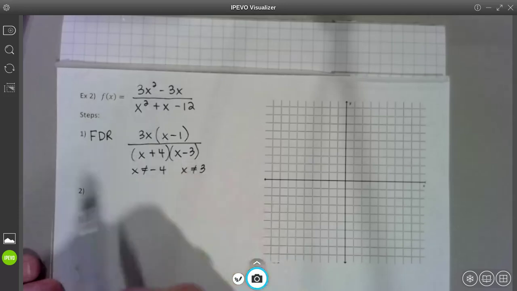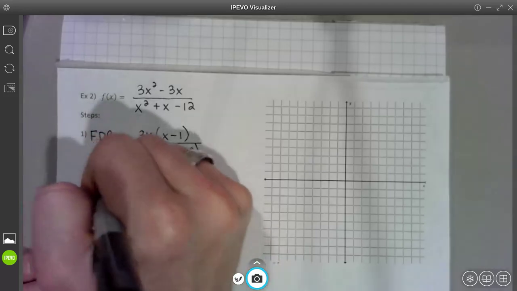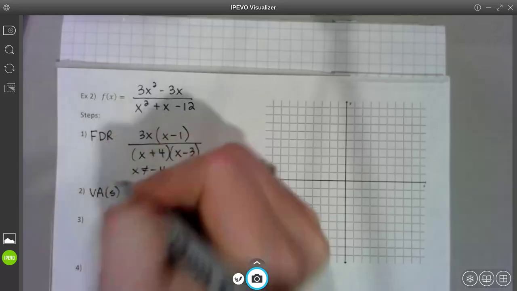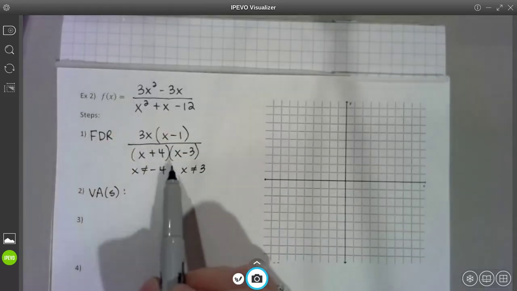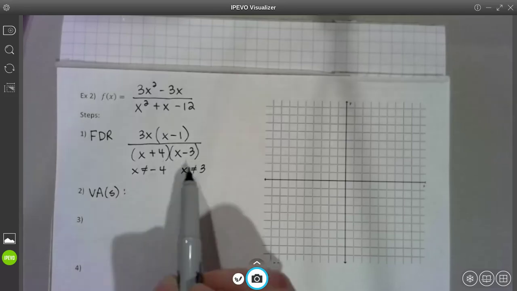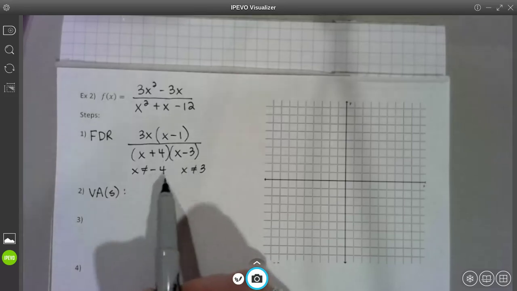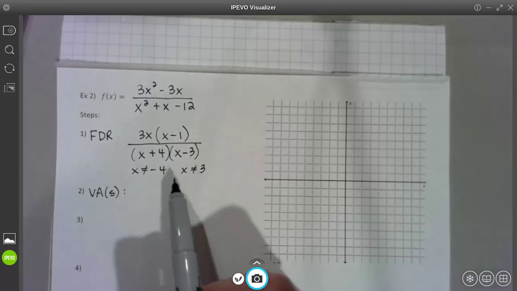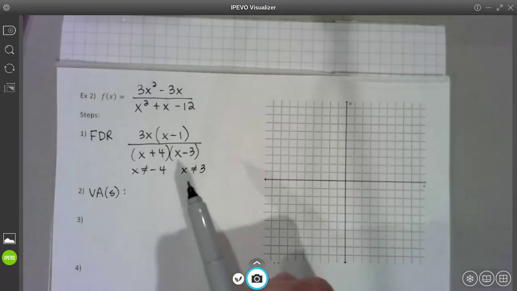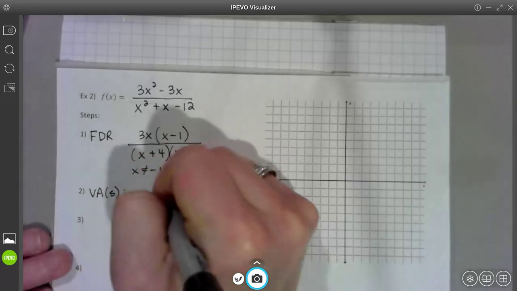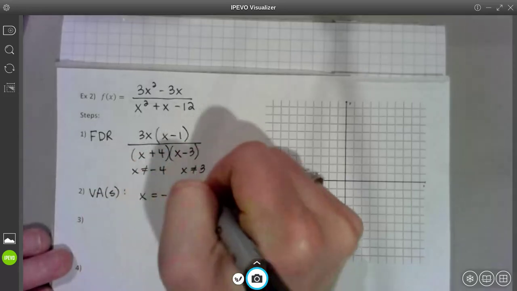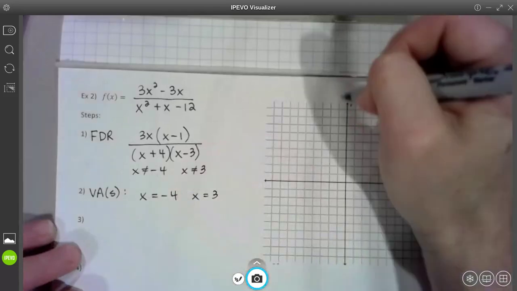All right, so let's go for our VAs. Your VAs would be any factors that are still in the denominator after you've reduced it. Well, guys, they're both still there. So both of these numbers act as VAs. If one of them canceled, then that one would have acted as a hole, not a VA. So I'm going to have a VA at the line x equals -4 and x equals 3. So put them up as you get them.